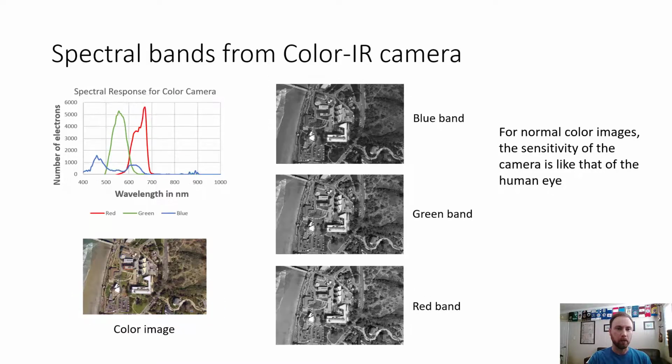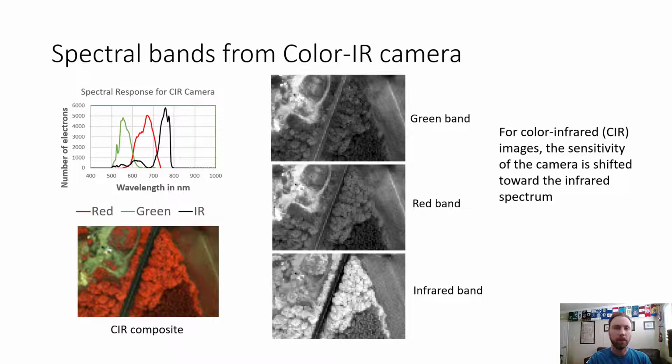So if we compare the two, we see that blue has basically been removed, and instead we've kept green and red and supplemented infrared instead. So for color infrared images, the sensitivity of the camera is shifted toward the infrared spectrum, and it's useful for showing healthy vegetation, objects with more moisture content, things like that.